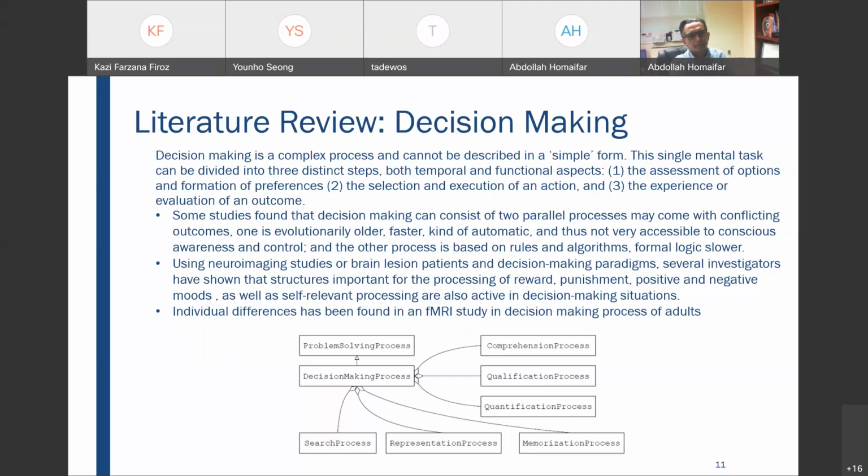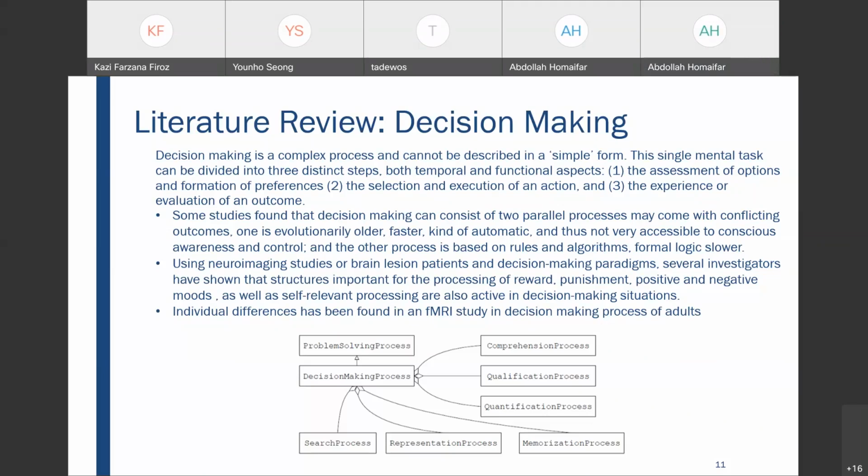Some studies found what kind of processes go with decision making. Some studies found that 2 parallel processes may come with conflicting outcomes. One is evolutionary, older, faster, kind of automatic, and not accessible to conscious awareness and control. Most of the time, we cannot say why we made a decision because of this kind of process. The other process is based on rules and algorithms and formal logic, and it's slower. So we can think of intuitive and analytic thinking for this purpose.